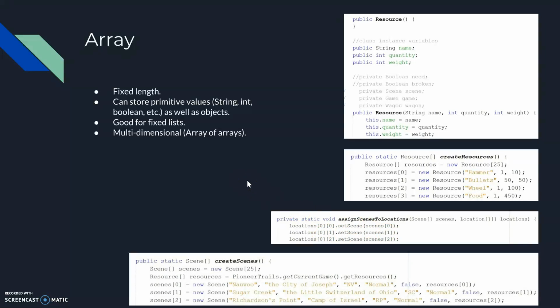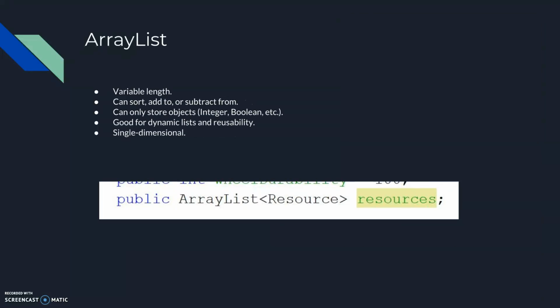So that's a nice thing about arrays. For array lists, these are variable length. You don't have to set the length in the very beginning. You can add to it, you can sort it, you can subtract from it. But the thing with this is it can only store objects.